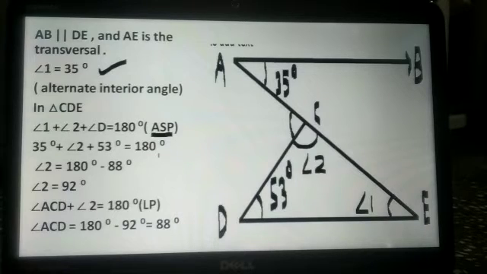equal to 180 degrees, and the sum of 35 and 53 is 88. So angle 2 is equal to 180 degrees minus 88, and angle 2 is equal to 92 degrees. Now angle ACD plus angle 2 is equal to 180 degrees because these are making a linear pair. So angle ACD is equal to 180 degrees minus angle 2, and angle 2 is 92. So angle ACD is equal to 180 minus 92, which is 88 degrees.